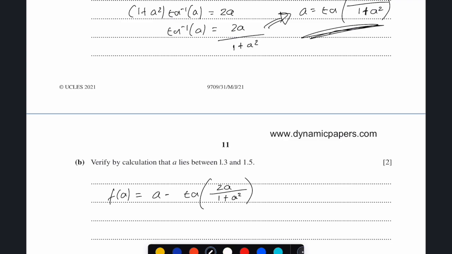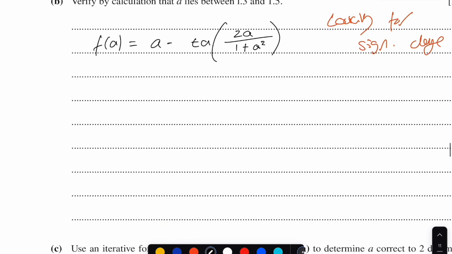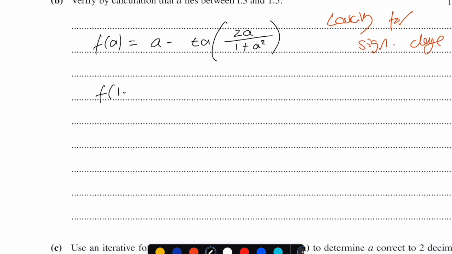Okay, brilliant. Now, for it to lie between 1.3 and 1.5, obviously there has to be a root change. We're looking for a sign change. And so I can say, well, f of 1.3 is going to equal 1.3 minus tan of 2 times 1.3, over 1 plus 1.3 squared.